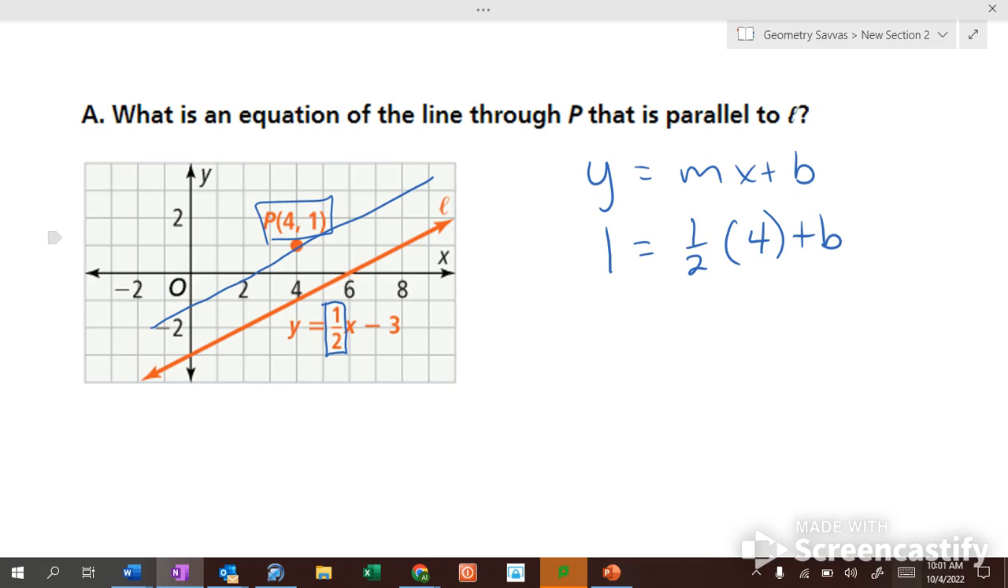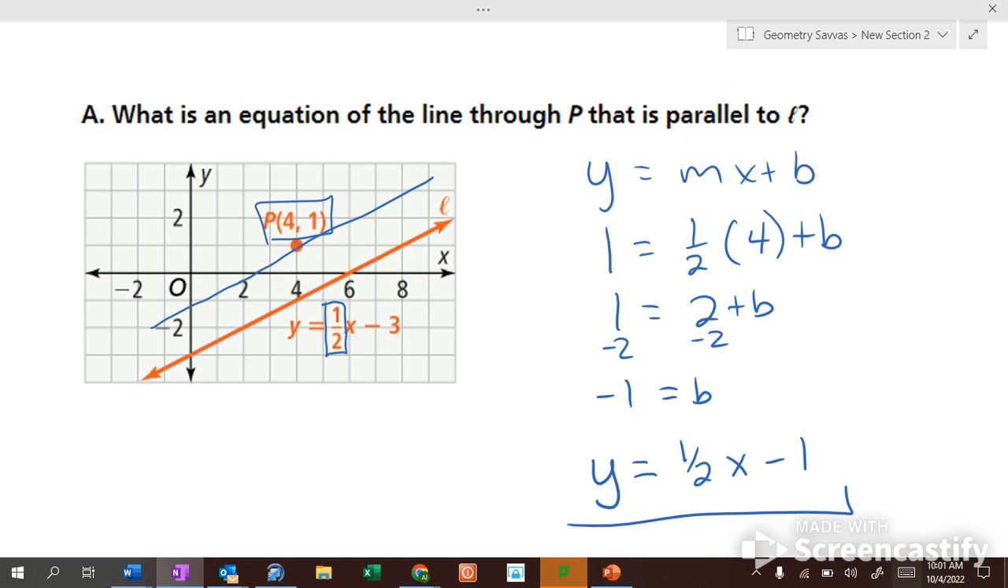Y equals mx plus b. 1 equals 1/2 times 4 plus b. So 1, what's half of 4, everyone? 2 plus b. If we subtract 2, b equals -1. So then I rewrite my equation. Y equals mx plus b, plus a -1 is the same as -1. That's how to write an equation in y equals mx plus b form.